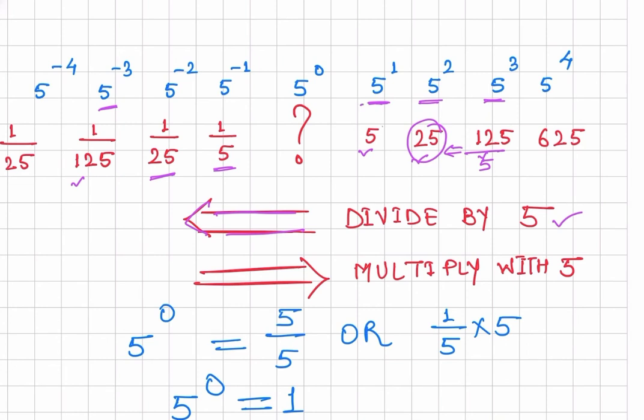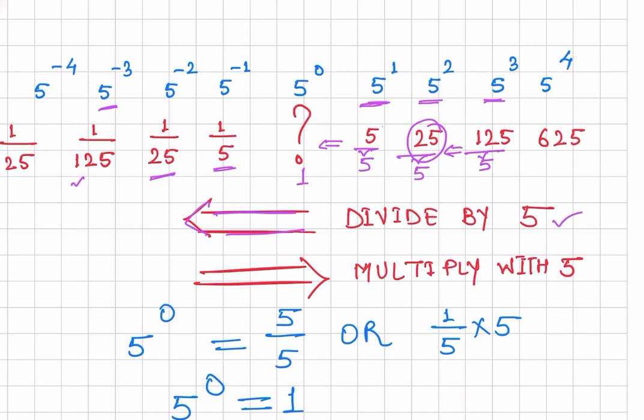Let's say you don't know what 5 raised to 1 is. 5 squared is 25, and 25 divided by 5, you would get 5. In a similar manner, you don't know 5 raised to 0. How would you solve that? Just divide this number by 5. So 5 by 5 is 1. So 5 raised to 0 is 1.